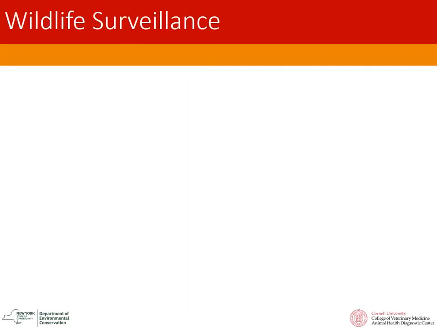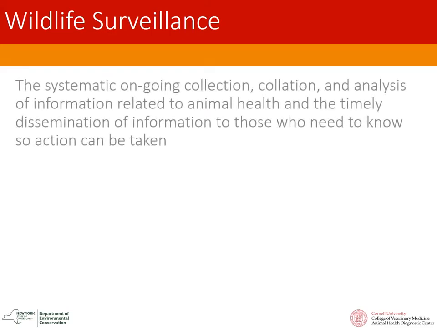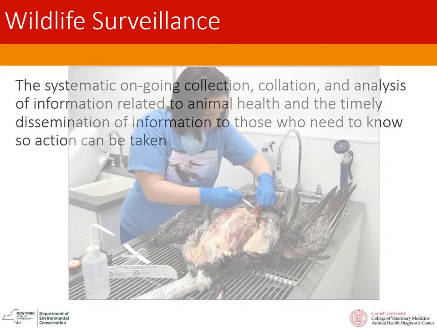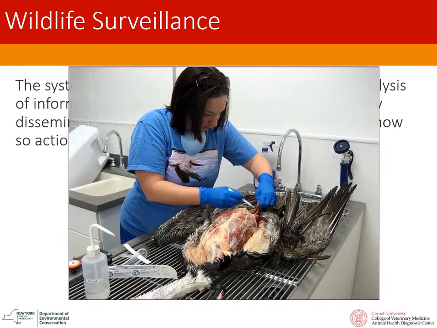So let's talk about wildlife surveillance. It is the only way to know which pathogens exist in which geographic areas and in which populations. The World Organization for Animal Health defines surveillance as the systematic, ongoing collection, collation, and analysis of information related to animal health and the timely dissemination of information to those who need to know so action can be taken. It is the single most important component of a wildlife health program to detect new and emerging pathogens.